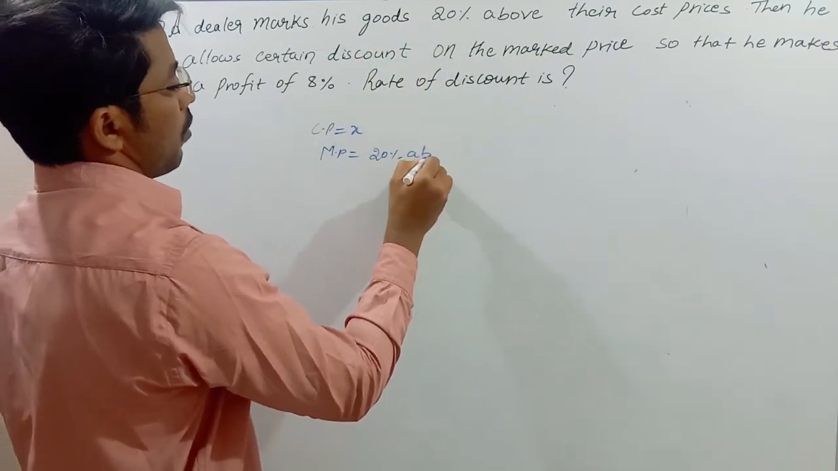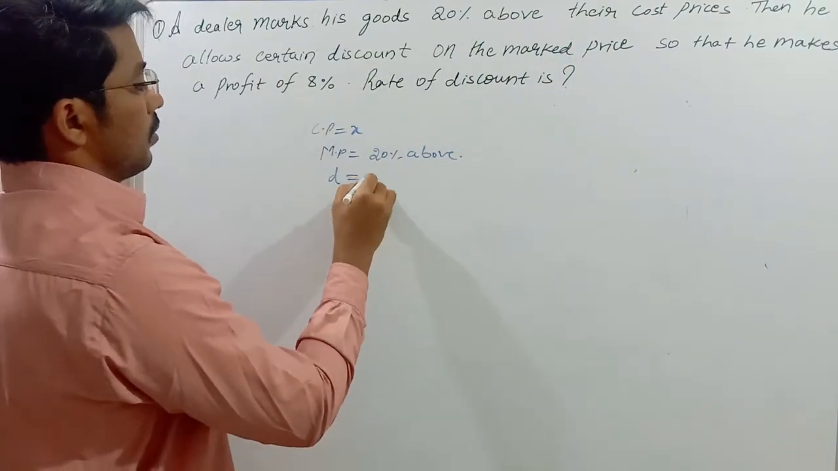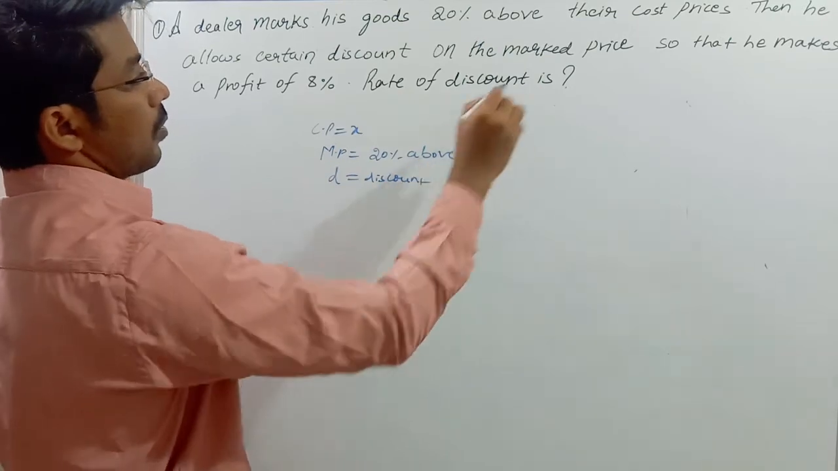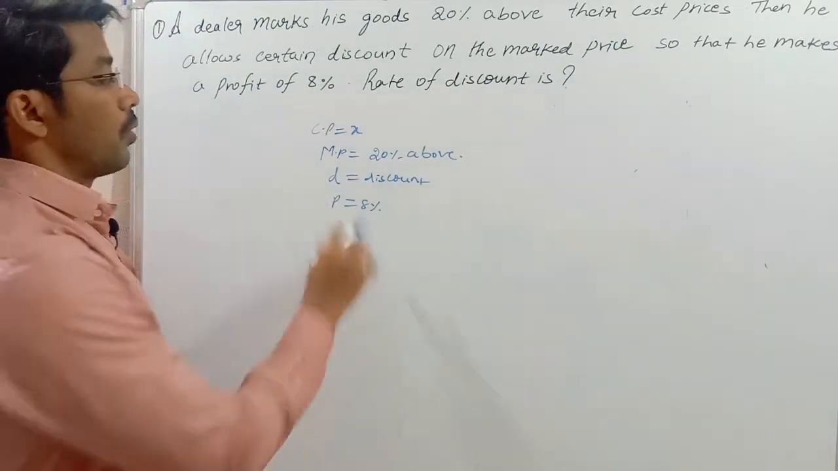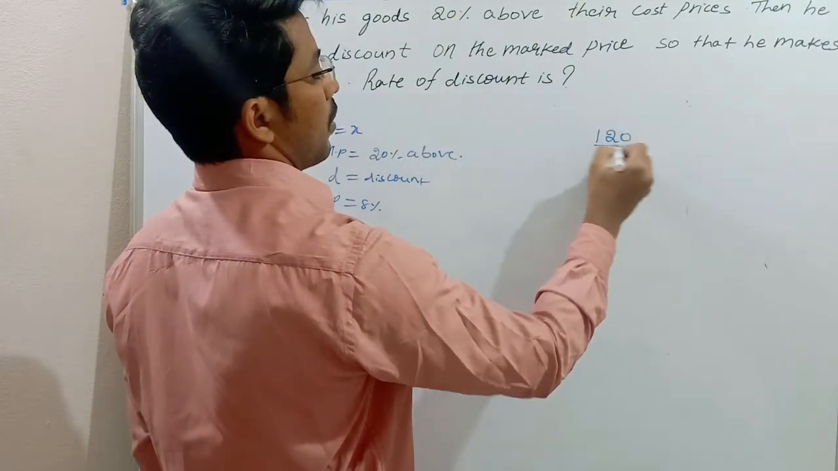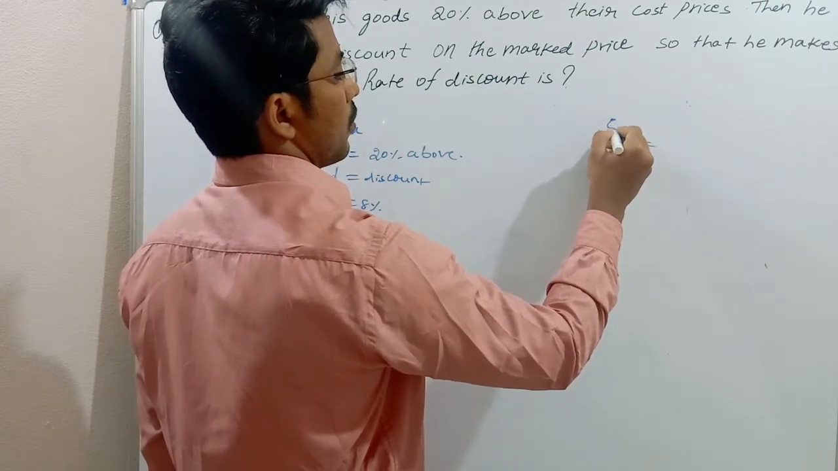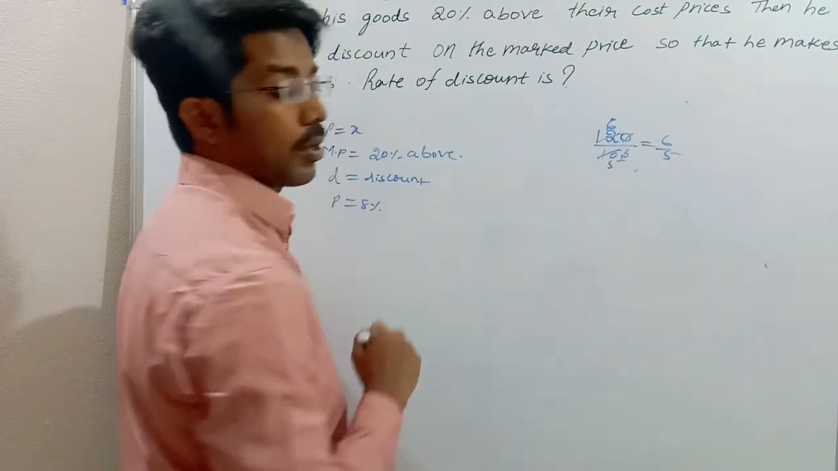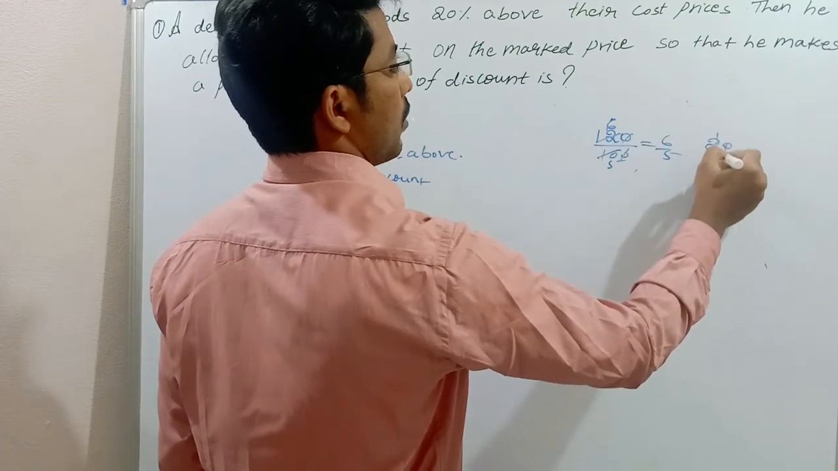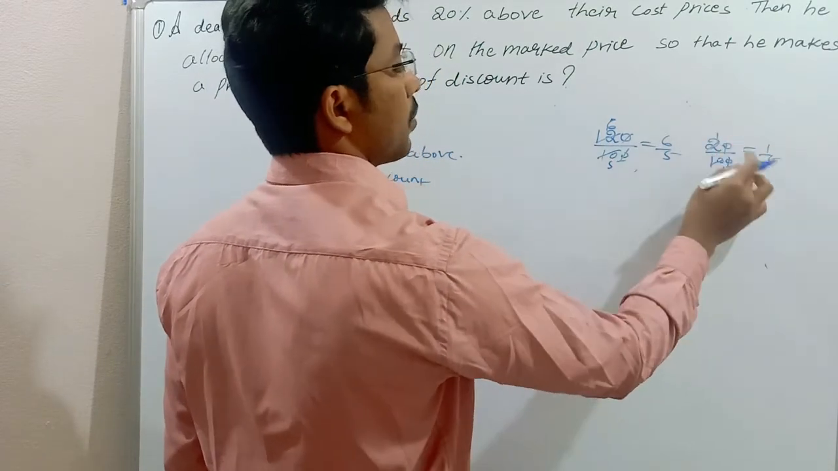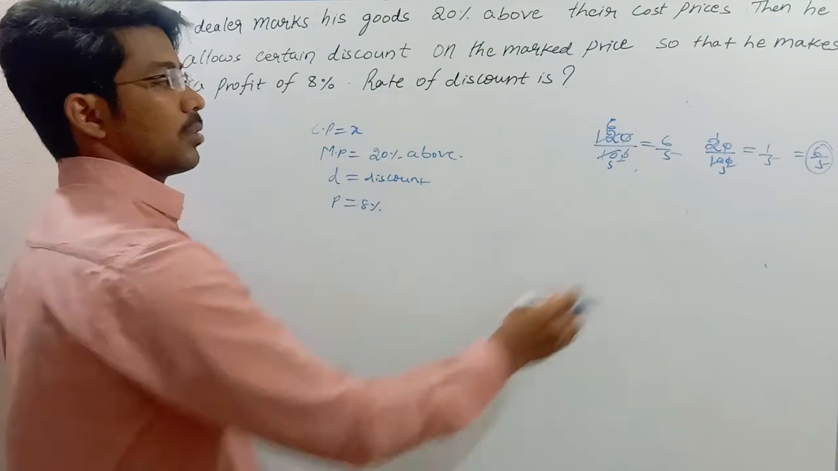20% above. Then he allows a certain discount, let it be D, on the market price so that he makes a profit of 8%. So we know that when 20% is marked above, it will be 120. We can do it like this also: 20% is 20 by 100, which is 1 by 5. So 5 plus 1, 6 by 5. We can do it in this manner also.